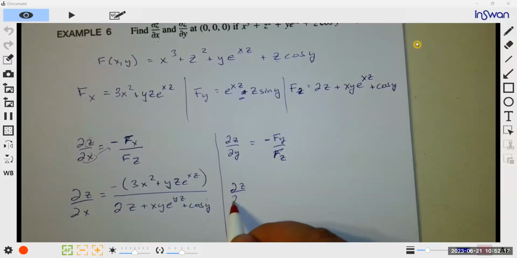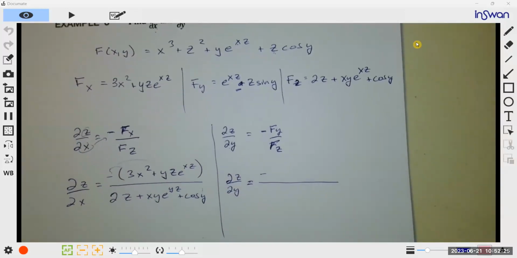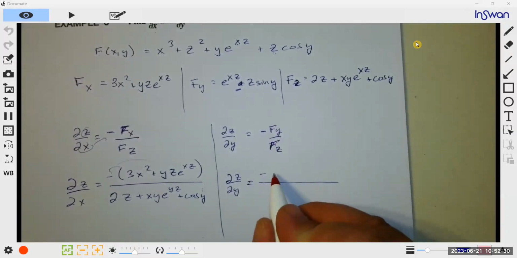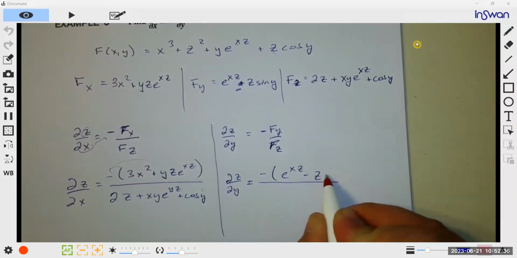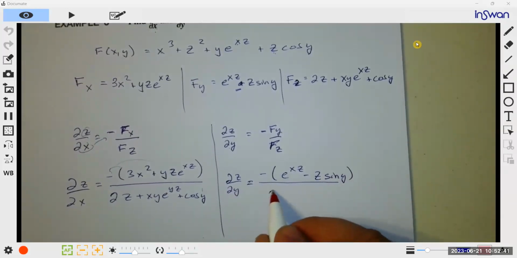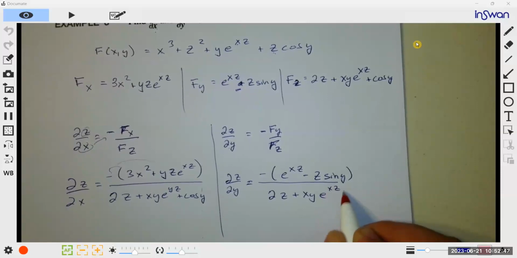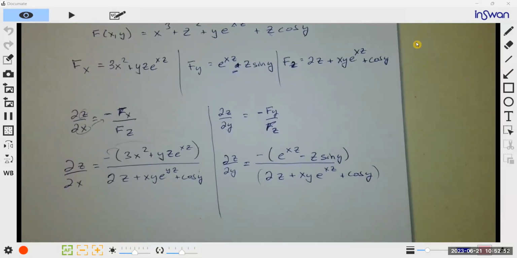The partial of dz/dy is equal to, of course I could distribute that negative in there, f of y is e to the xz minus z sine y over f of z. All right, so that's the first part.